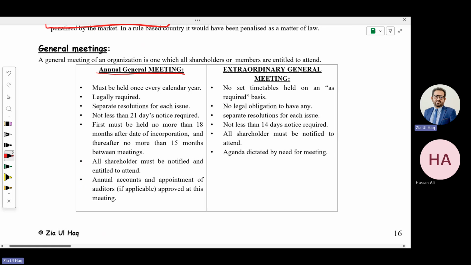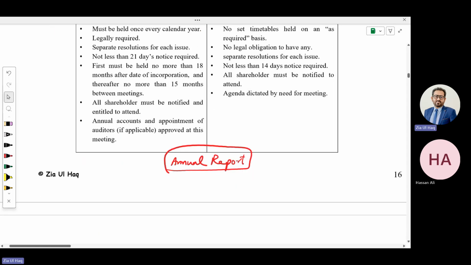It is legally required. A company must conduct an AGM once in a year. What's the purpose of AGM? To present the annual reports of the company to its members, meaning shareholders. What do annual reports include? In annual reports, the company needs to include financial statements along with the audit report.